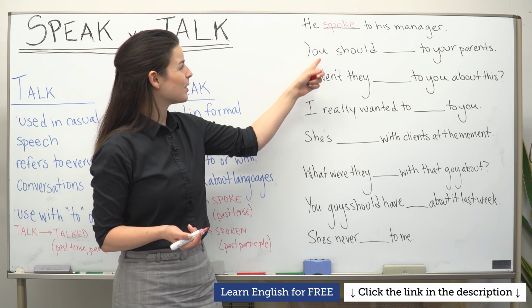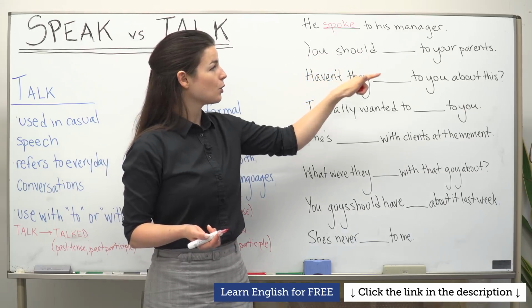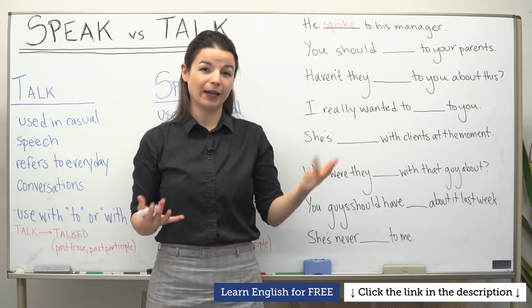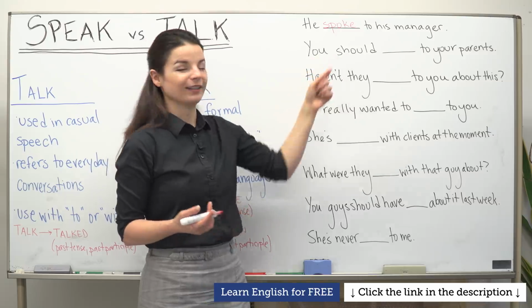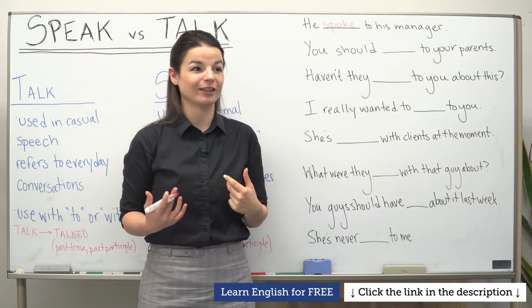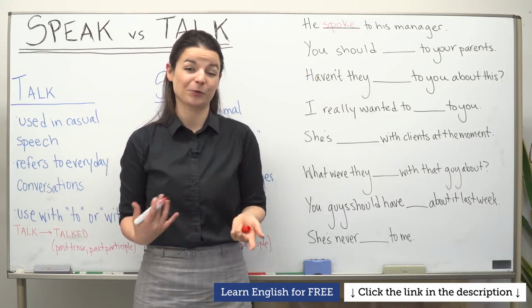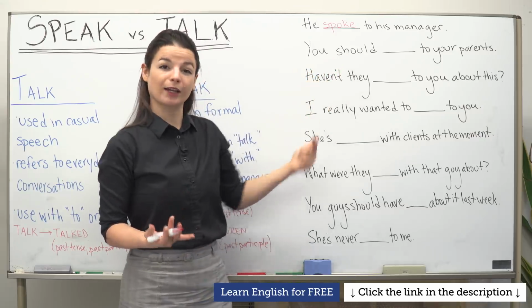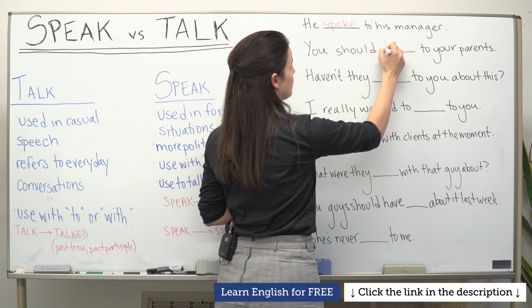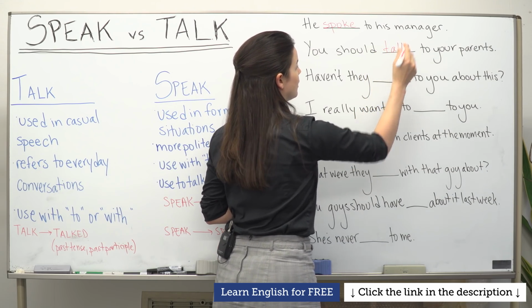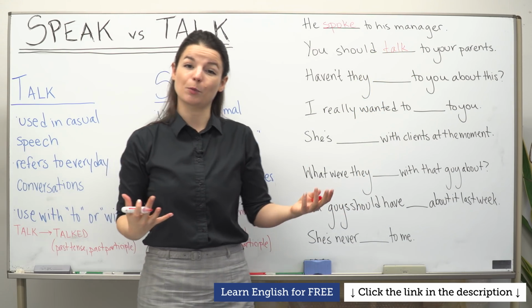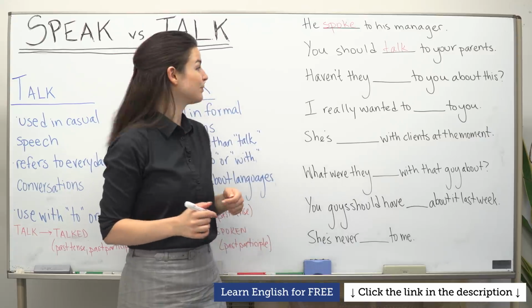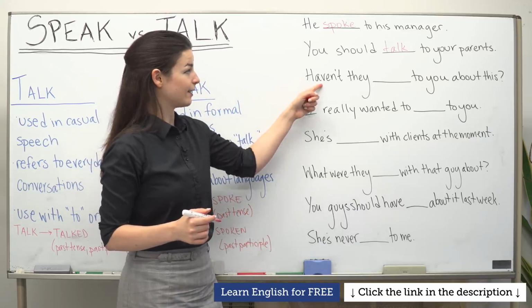Let's see, the next one, you should blank to your parents. So here we have parents and also you should. This kind of gives us the feeling that this sentence is maybe a casual advice situation. So how about talk? It sounds more casual, so talk sounds better. You should talk to your parents. Again, talk with your parents is also okay here. All right, let's look at the next sentence.